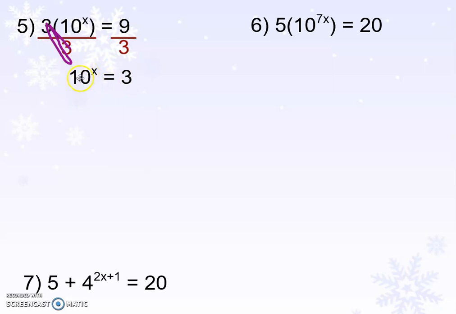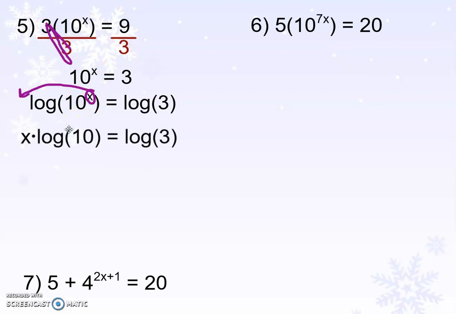And now that I have the base all by itself, I can take a log of both sides. You can use log base 10, the common log, or log base e, the natural log, whatever you want. But once you have a logarithm introduced, that exponent can come down and join everybody else, and we end up dividing both sides by the common log of 10, and we get x is about 0.48.